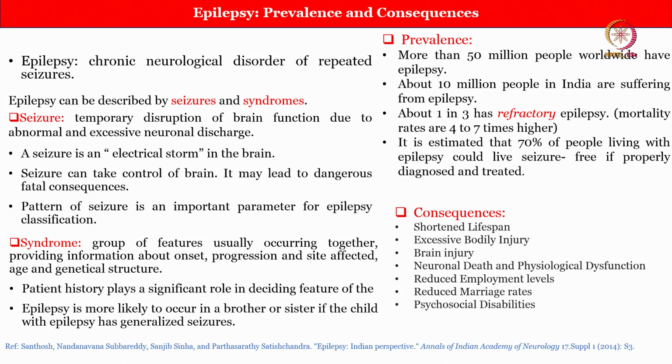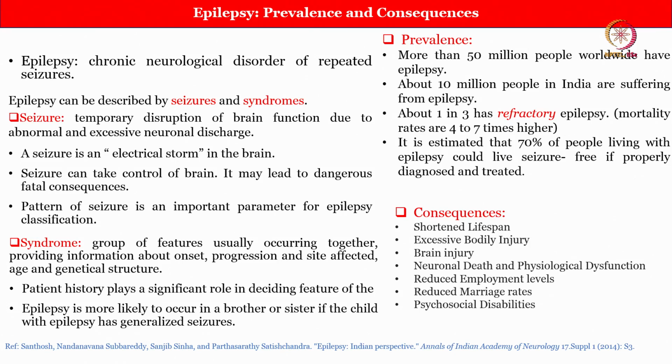If you do not take care of the seizure, it will really damage part of the brain. So, a seizure can take control of the brain, and it may lead to dangerous, fatal consequences. So, the pattern of seizures is an important parameter for epilepsy classification, right. How the seizures are happening, when they are happening and what kind of signatures are there, if you can somehow diagnose or measure that, it will be useful.